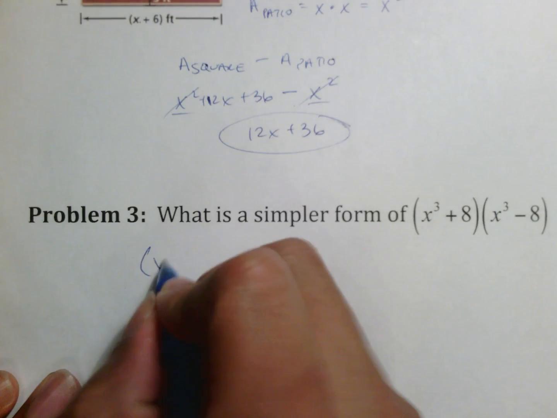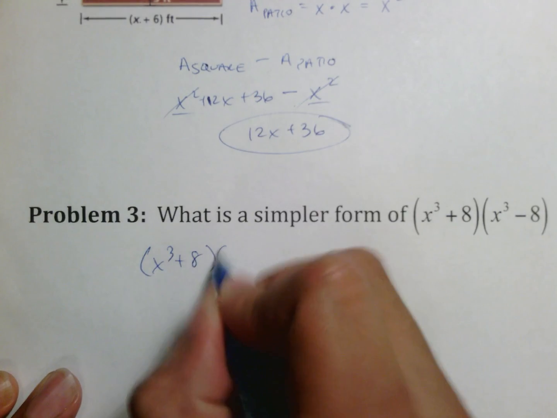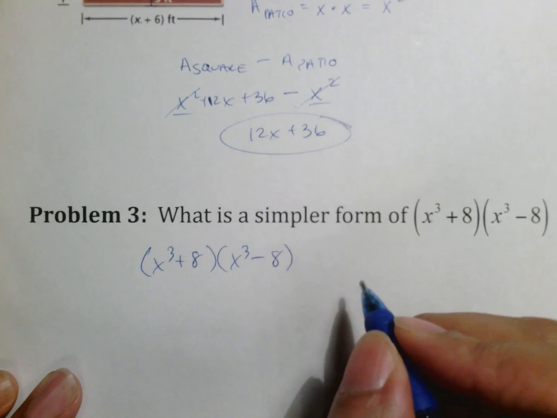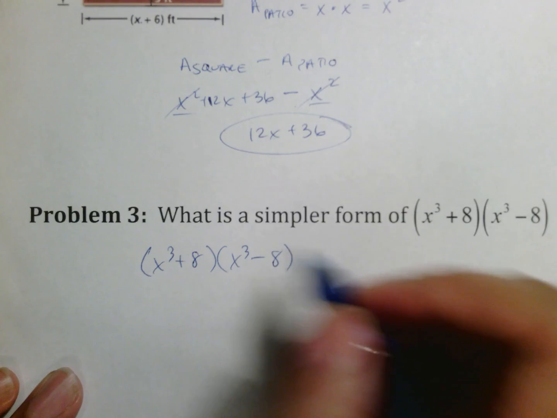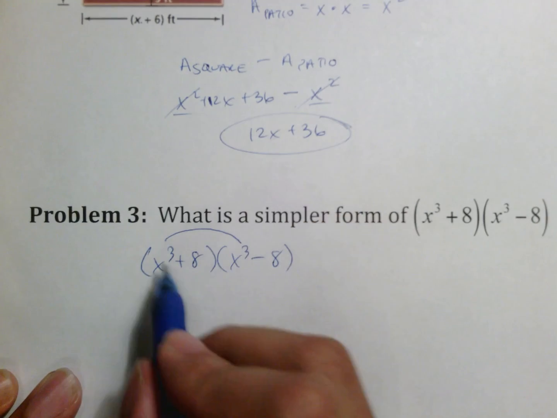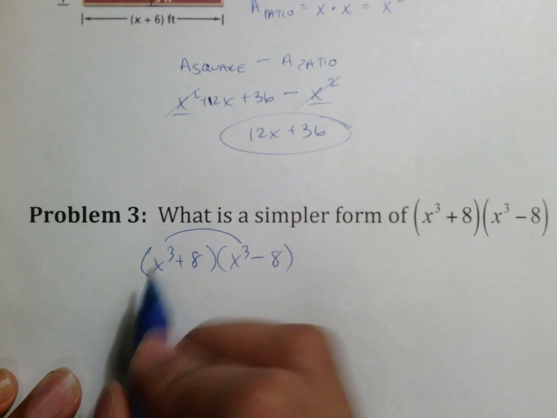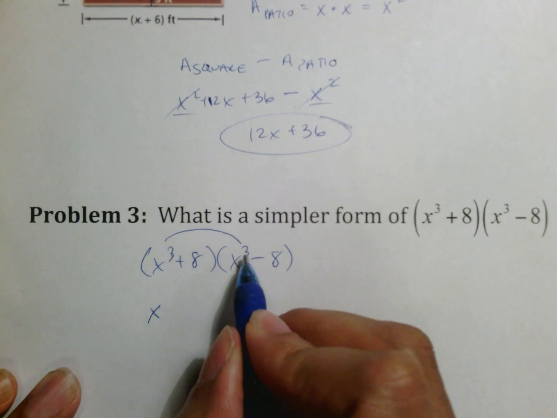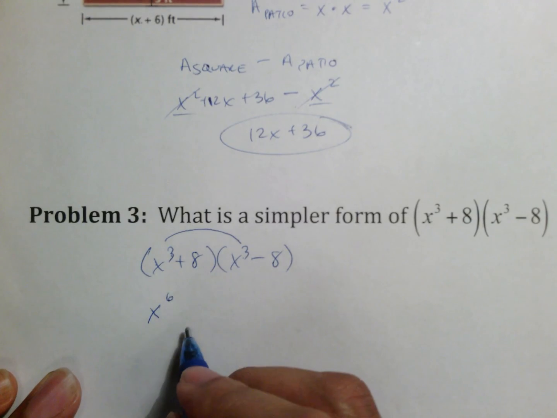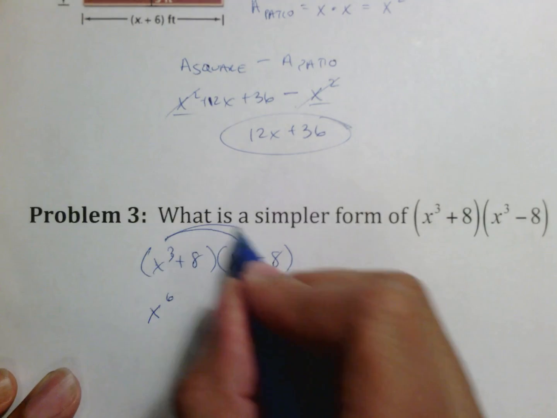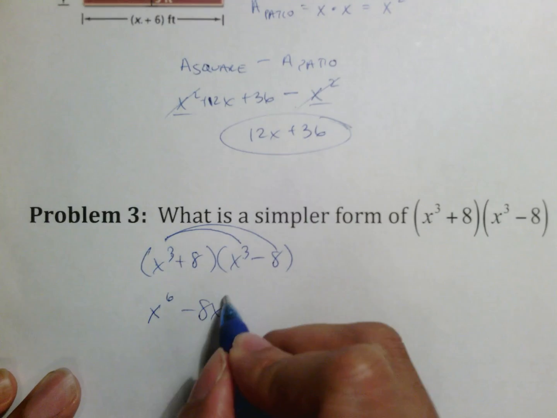I'm going to rewrite that in the middle so we can see it. Part of, I think, where our issue is, is in following the rules of what we learned. X to the third times x to the third. Remember, that means there are 3 x's here, 3 x's there, which means it should be x to the sixth in that situation. This gives me minus 8x to the third.